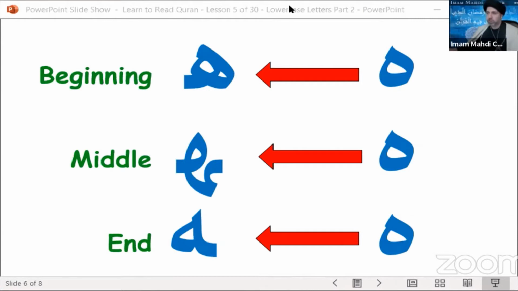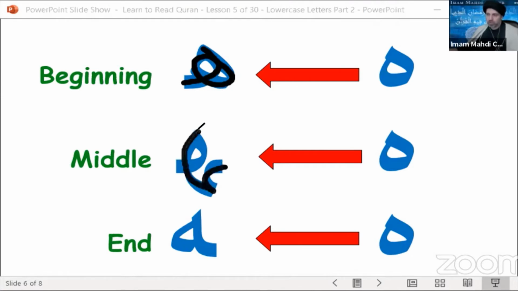And the way that we write these, if you remember from last night's lesson, we start from the top, come all the way around, and then cut through the middle and give a little extension so it can connect to the next letter. Now, when it's in the middle of a word, then we start from this little extension that it connected to the other letter with. We come down, and then we do the same thing that we did when we're writing the full form.